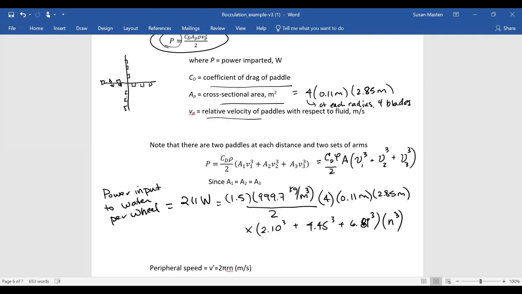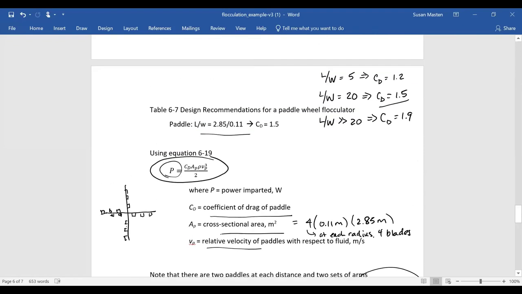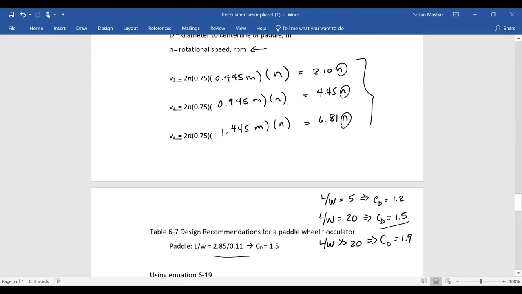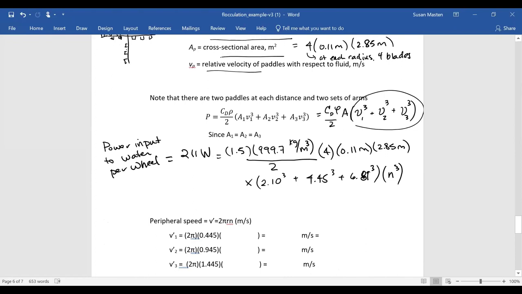Okay, so what I've done here is I've substituted in here back from here. So notice these are our V's here. They were all in terms of n. I've substituted in here and I've just factored out the n cubed. So I can solve and n is equal to 0.082, and that's in inverse seconds. So that's the revolutions per second.